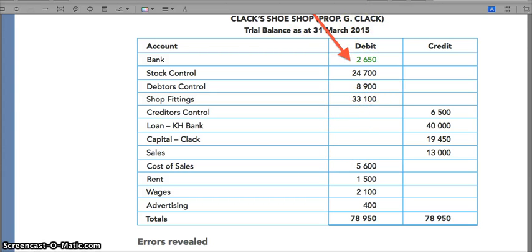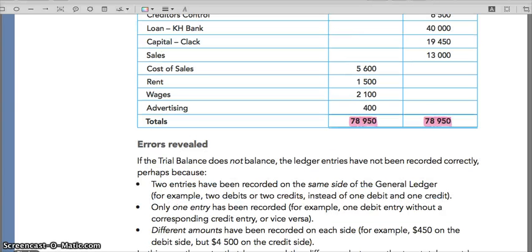Now notice that this is actually really good because the debit side and the credit side are both equal, which is fantastic. That's exactly what we want. So that may not occur every time, and that's okay. Basically, one of the reasons why we do a trial balance is to highlight any errors that may have occurred.